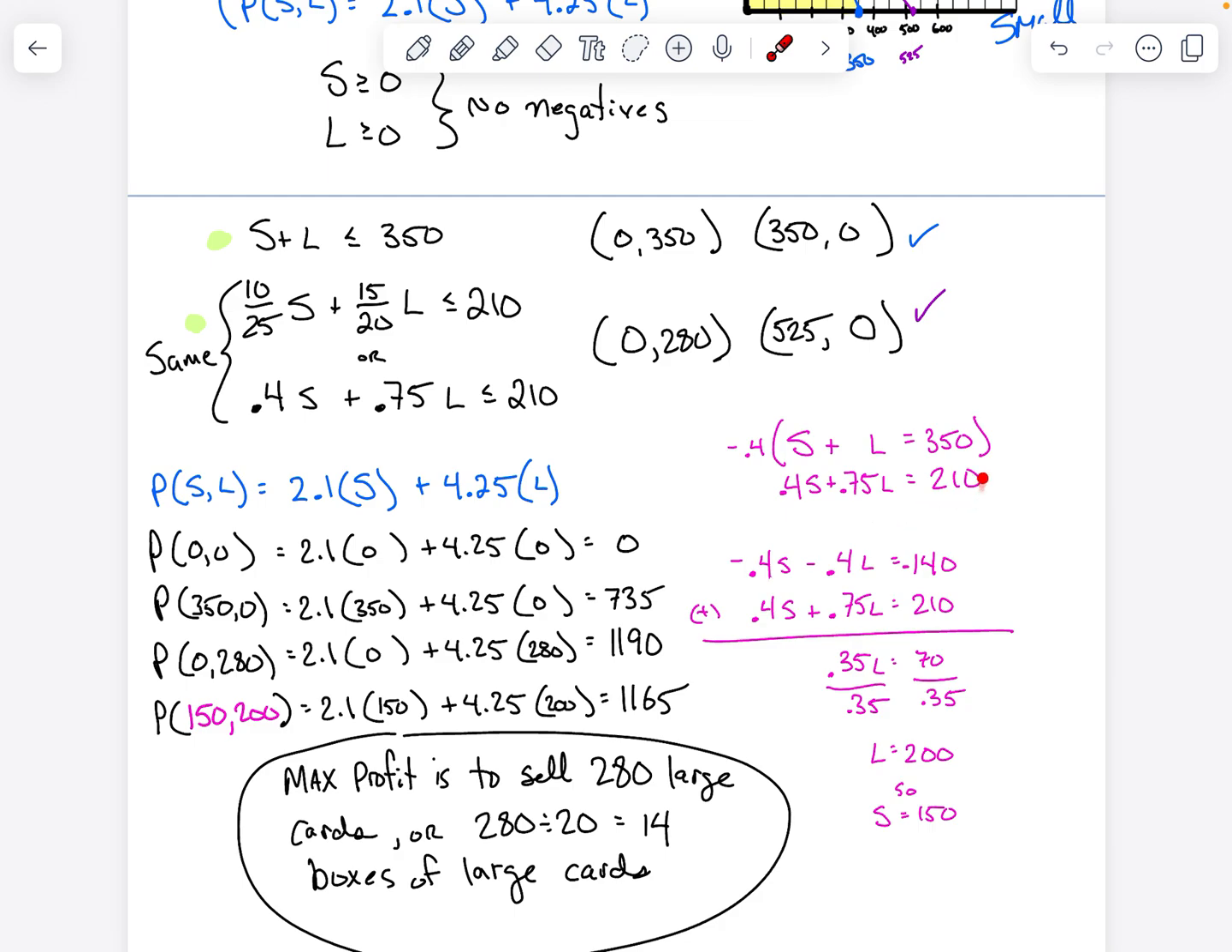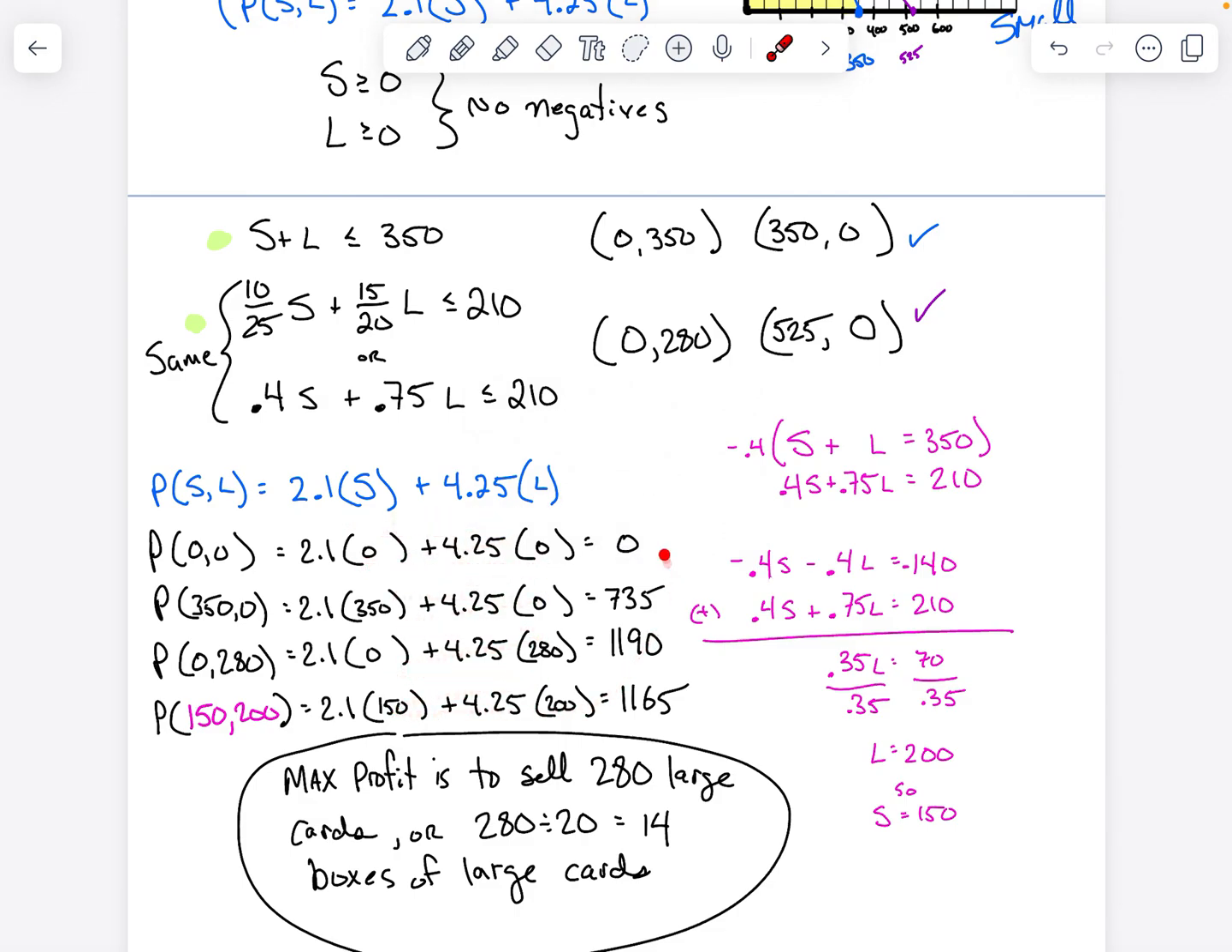So I set up a system of equations. I solved it in pink. I figured that the overlap is going to be where the small cards is 150 and the large is 200, and I transferred that over to my last vertex in the feasible region. In each case, I just plugged in my numbers for S and L for small and large.